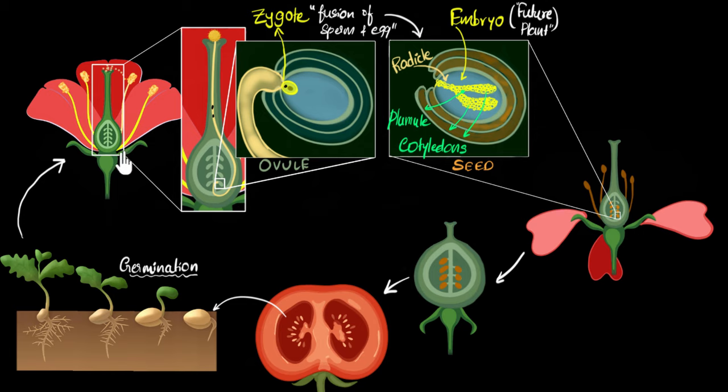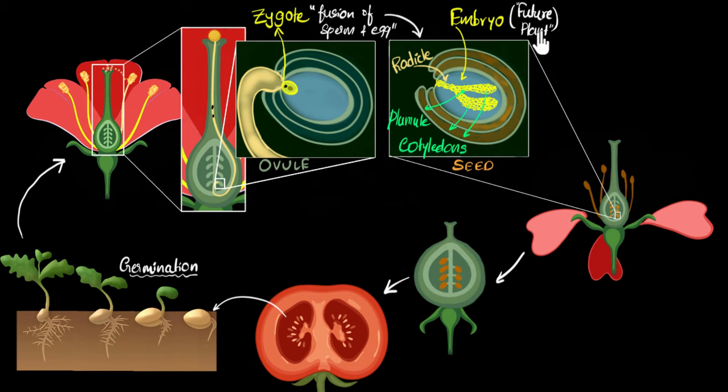So to quickly summarize the important points, after pollination, a pollen tube starts growing and it directs the sperm cells all the way into the ovule. Once the sperm cells reach the ovule, one of the sperm fuses with the egg cell. This process of fusion is what we call fertilization. And the new fused cell is what we call a zygote. The zygote can now multiply, divide into many cells, and eventually forms what we call the embryo.